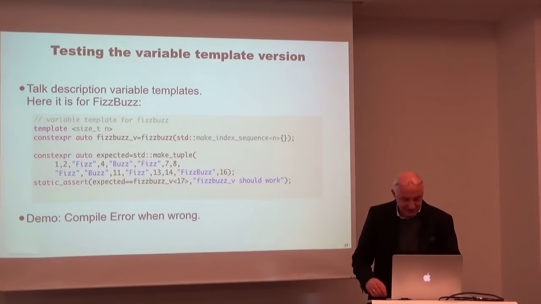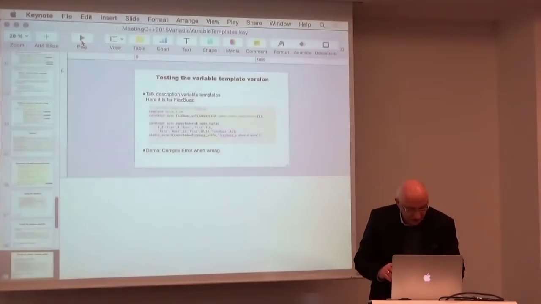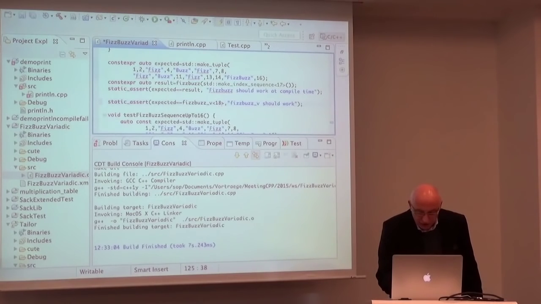And I can show you again the variable case. That's the static assert of the variable case. And we use the same expected values, so we have seen actually the same, just make a different compile error by stopping short here.